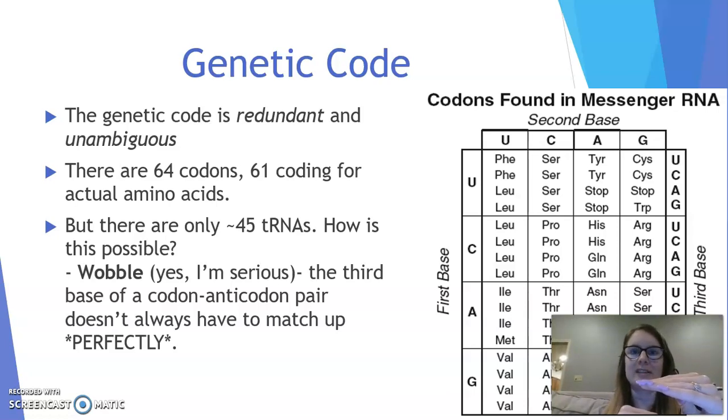Except sometimes it doesn't. Sometimes they don't match up perfectly, and the transfer RNA will still bring the appropriate amino acid. So that's why there's only 45 tRNAs, but 61 coding codons for amino acids, because that third base doesn't always have to match up perfectly. So that's called the wobble. Not like the dance, but like DNA and mRNA.